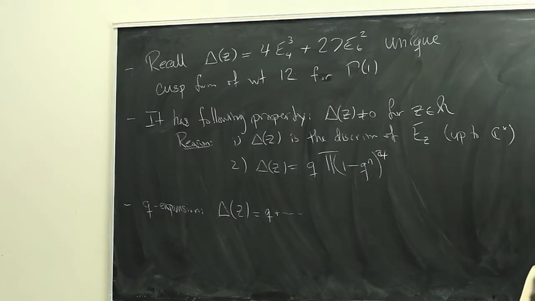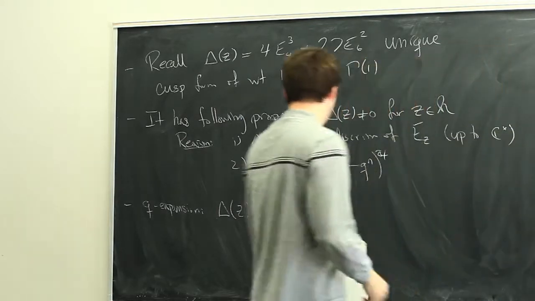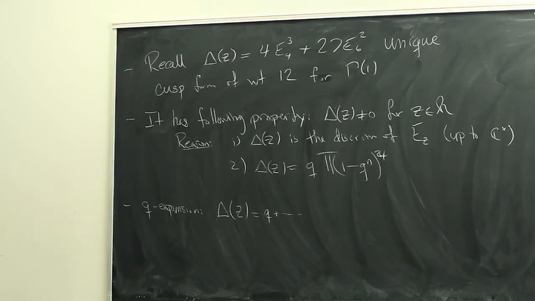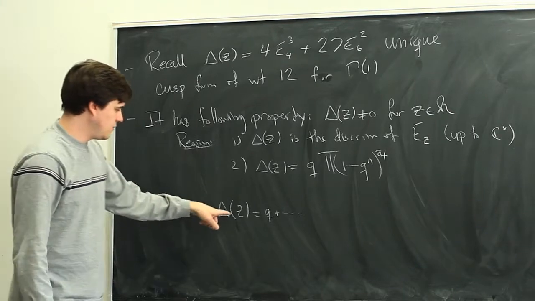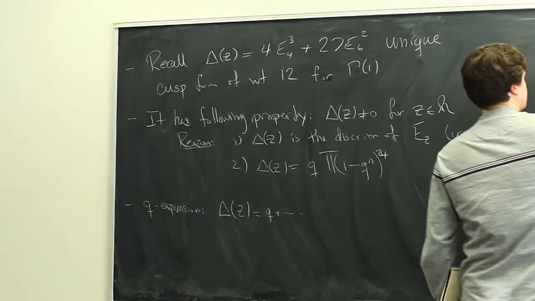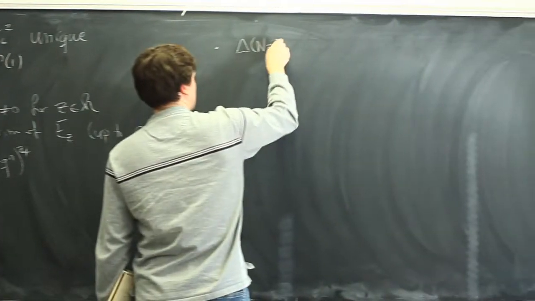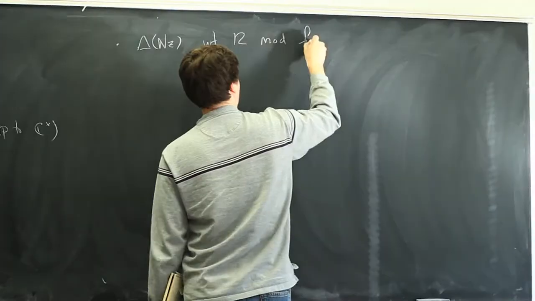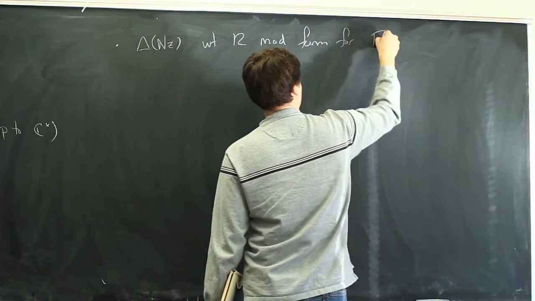Okay, so whenever you have a modular form for gamma 1, it's obviously a modular form for gamma 0n as well, because it's a subgroup. But you can get another modular form for gamma 0n by putting an n in front of the z. We talked about this when we talked about new forms and old forms briefly. So delta of nz is a weight 12 modular form for gamma 0n.